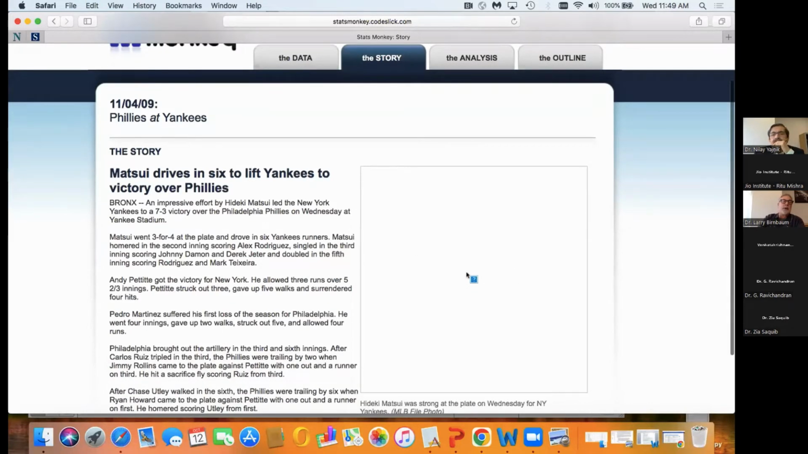There's supposed to be a picture here of Mitsui, because the machine understands that he was the most important player in the game. So this is actually a pretty good story. It's pretty much as good as what's called, as I said, the AP short recap, which is typically written by human beings within an hour or so after the end of a professional baseball game. And it's really when we started getting results like this that we thought it might be worth thinking about founding a company.